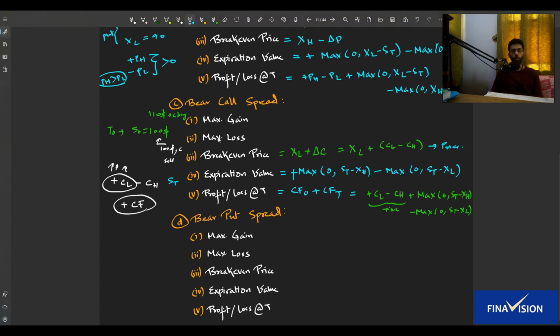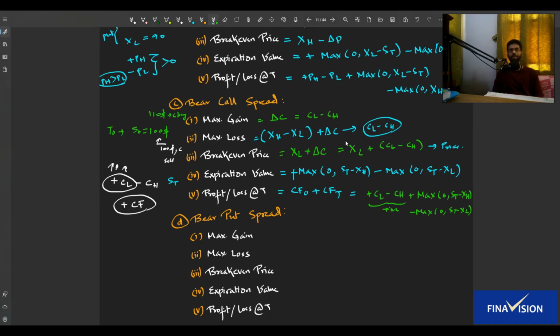Now, what is the maximum loss in this case? The maximum loss is equal to the difference between the strikes adjusted for the difference in premiums, plus del C. Here del C is nothing but CL minus CH, because this is a cash inflow. This basically reduces the losses, right? So this is the maximum loss. What is the maximum gain? The maximum gain is equal to the difference between the premiums. This is equal to CL minus CH.